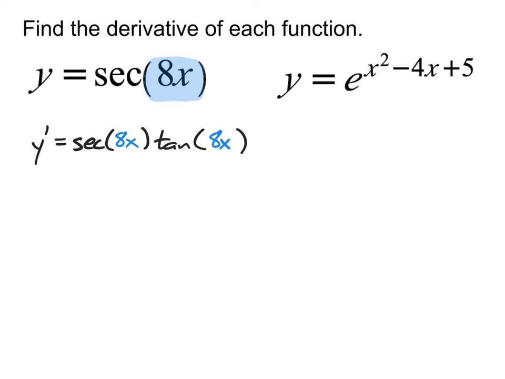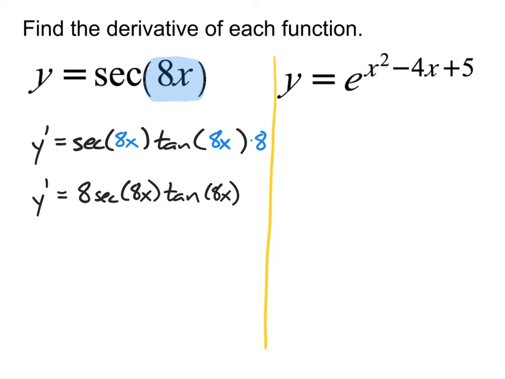Then I multiply that by the derivative of the inner function. And of course, the derivative of 8x is just 8. Now, for cleanup, about the only thing we can do here is write the 8 first. It's the only thing you would need to worry about. Otherwise, we've got our derivative.